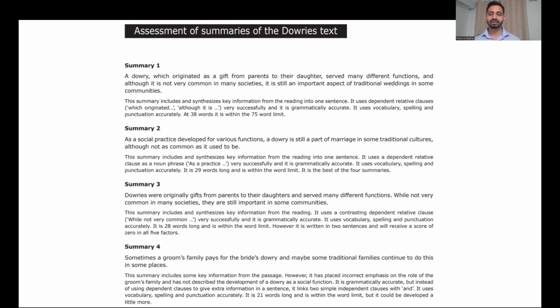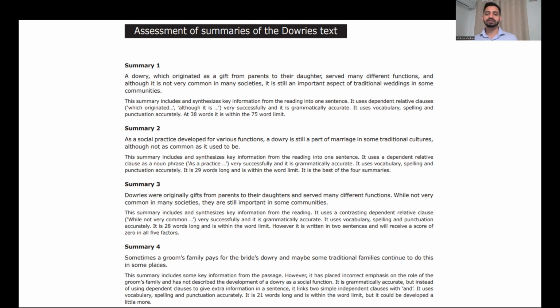It uses vocabulary, spelling, and punctuation accurately. It is 29 words long and is within the word limit. It is the best of the 4 summaries. So it's a good summary where it talks about social practice developed for various functions. It talks about the various functions.